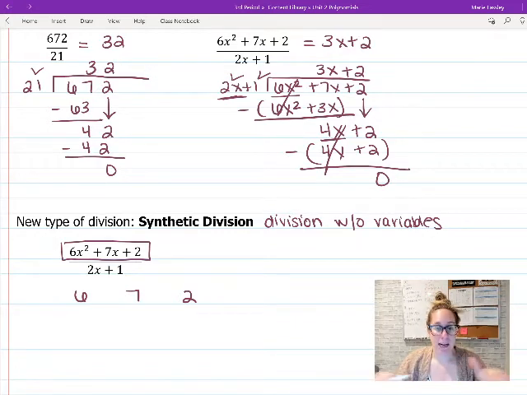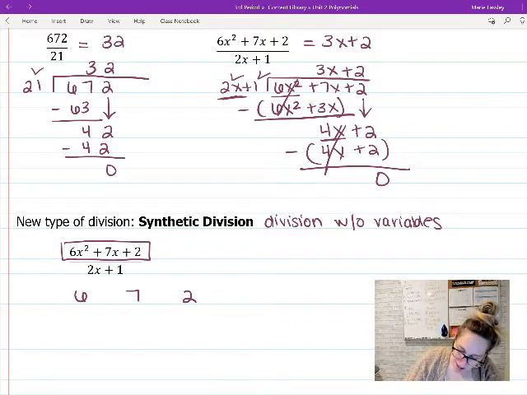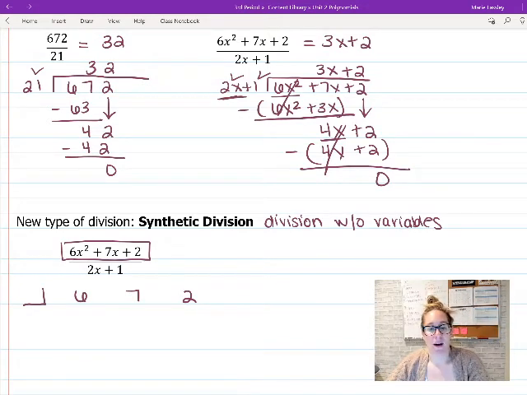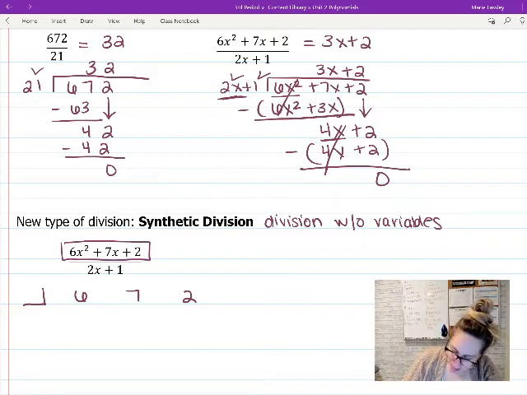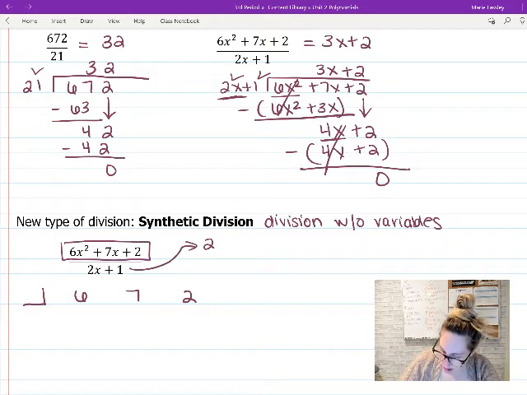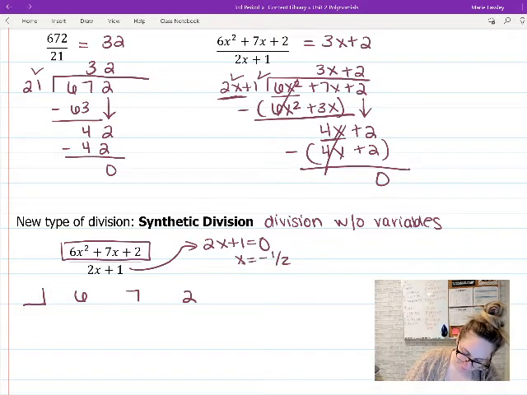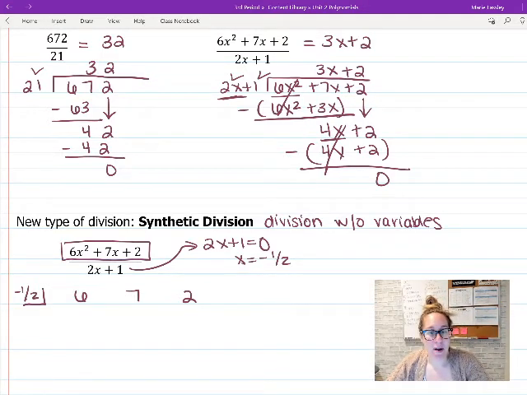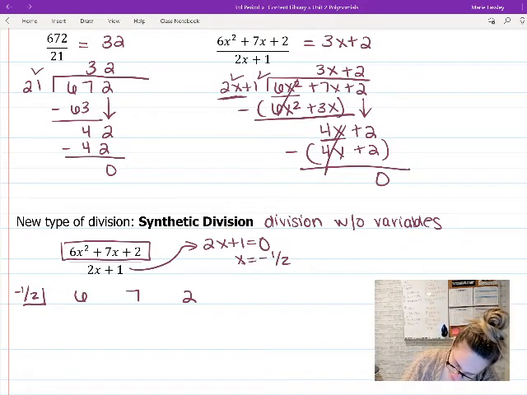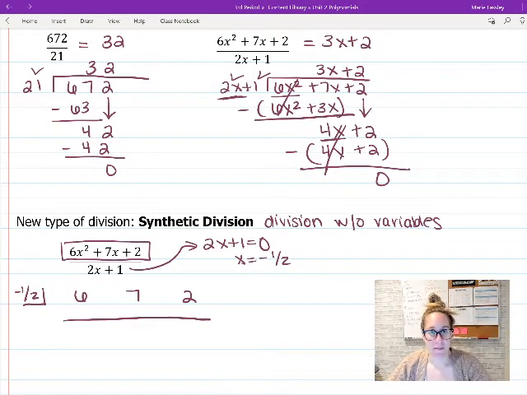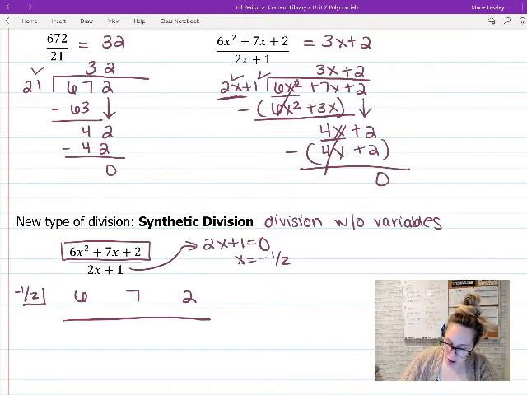Okay, so we've lined up all of our coefficients, 6, 7, and 2, and then we make this corner box. All right, and what we're going to put in this corner box is not the factor 2x plus 1, but we're going to put the zero value. So we're going to take 2x plus 1 equal to 0, and we're going to use that value. So that's going to give us -1/2. All right, and that's what we put in this corner box. So here's the pattern. First thing we're going to do is bring down the 6. Just drop it straight down.